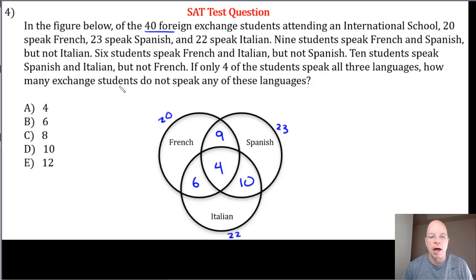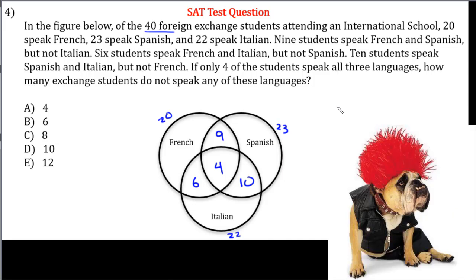How many exchange students do not speak any of these languages? So now you have to go back and use the information about how many students speak French, Spanish, and Italian to fill in these missing sections of the Venn diagram, and then reread the problem and see if you can answer that question during the pause. Paused.